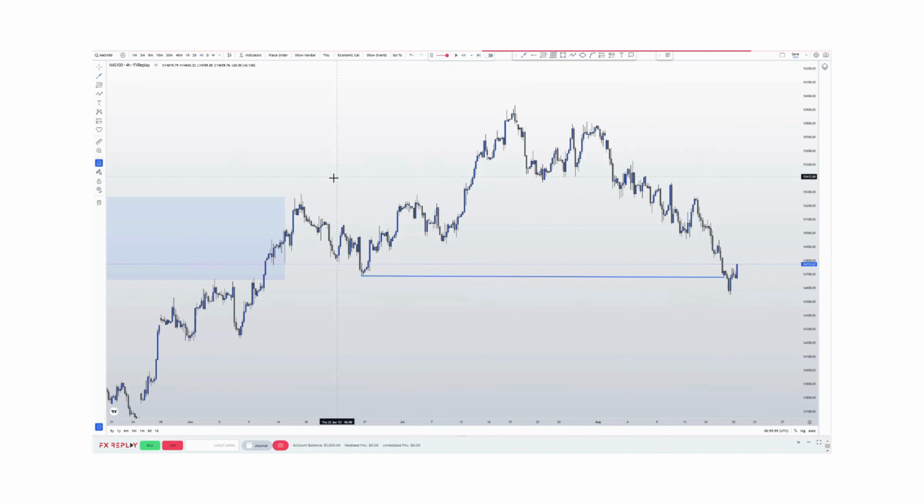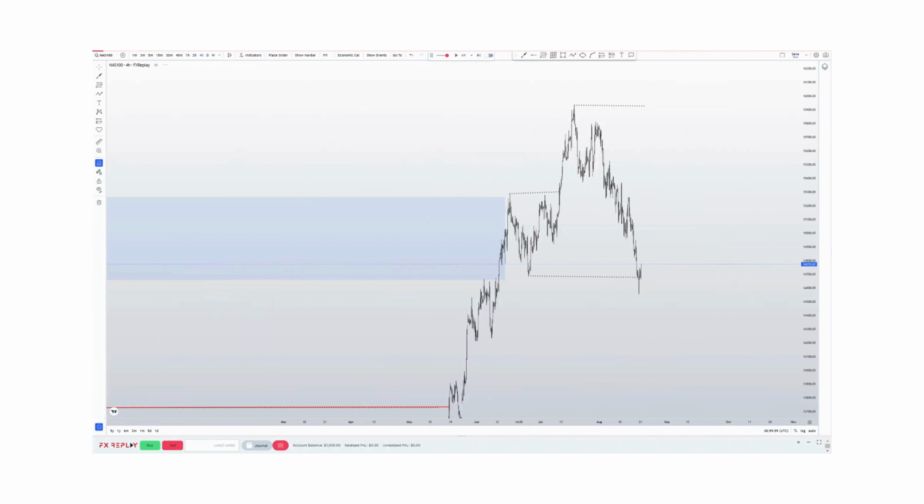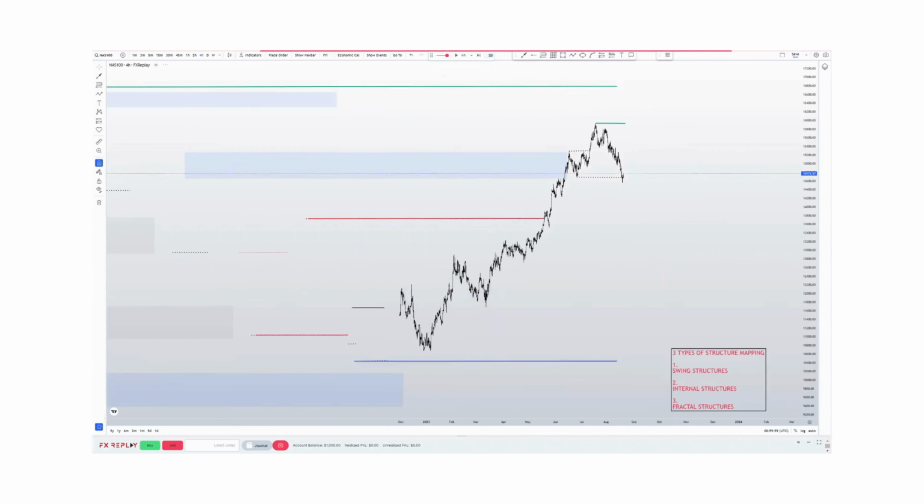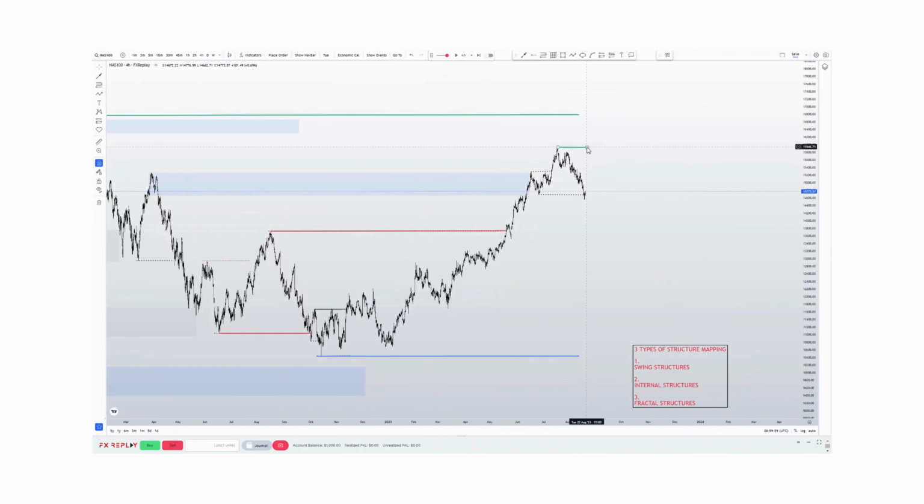It's an internal break. We had this continuation, internal breaks of structure where price was bullish. But after we've broken structure to the downside, we have an internal break of structure. So now we have a complete structure on the H4. This is the complete structure. We have our weak swing, and then we have our protected swing.